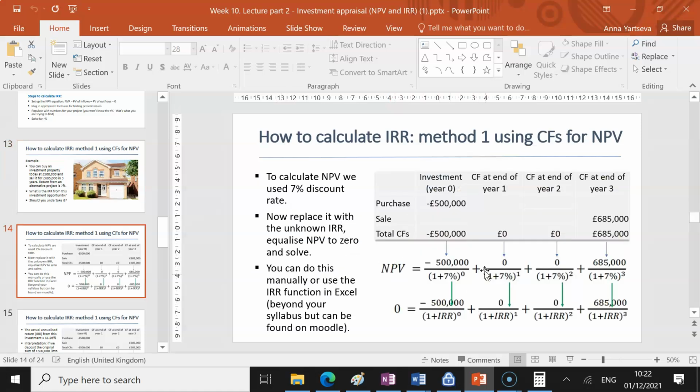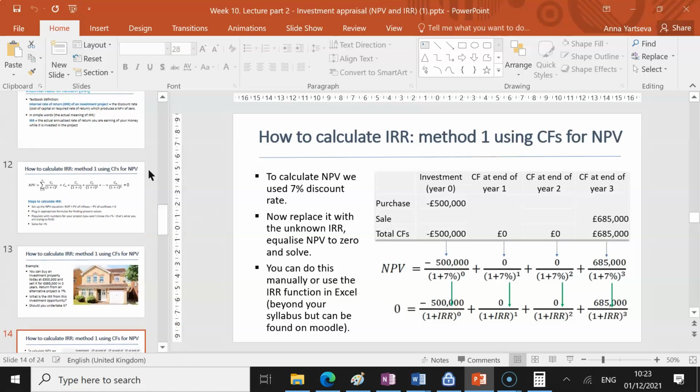And in the lecture, I go through this example in detail. I explain how we lay out the net present value to decide whether this project is worthwhile. But then, instead of calculating net present value, we make it equal to zero, and we replace this number 7 with the unknown internal rate of return, and solve this equation to find it. What IRR, internal rate of return, would make it equal to zero.